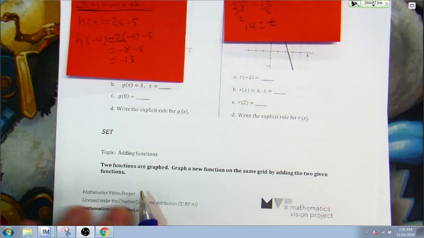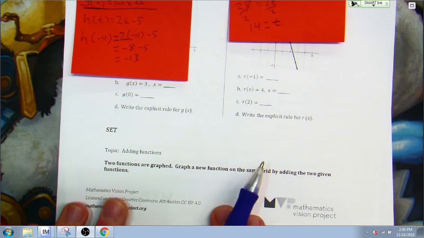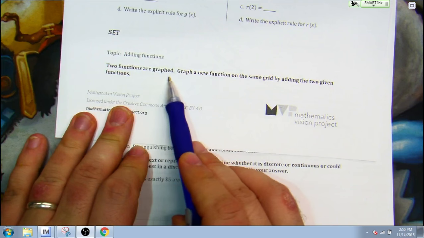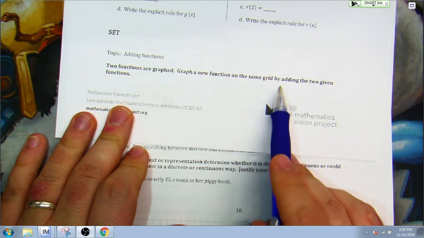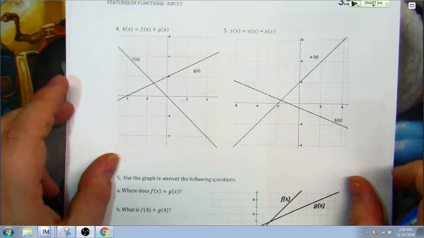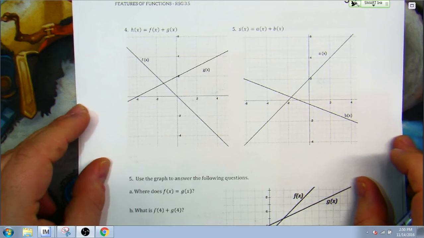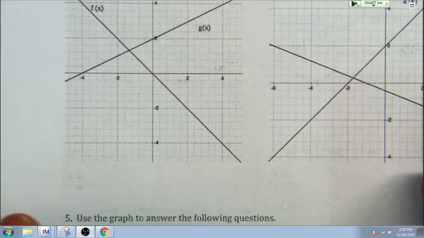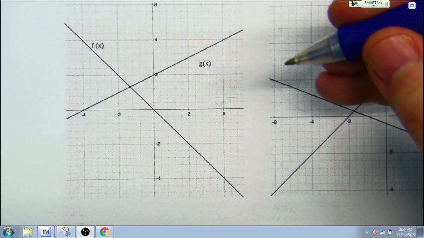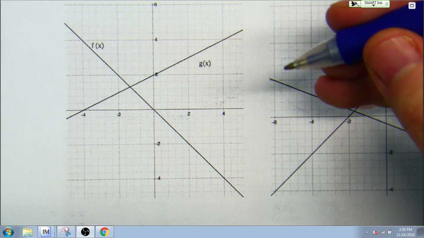But here, let's look at the directions. Adding functions. So this is what we focused on today with the pool example. Here it asks, the two functions are graphed. Graph a new function on the same grid by adding the two given functions. All right. So for number 4, we have f of x plus g of x. So when we add these, we're going to be looking at what values they are at and then adding them accordingly.